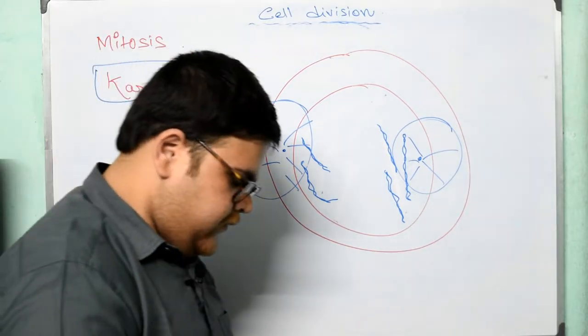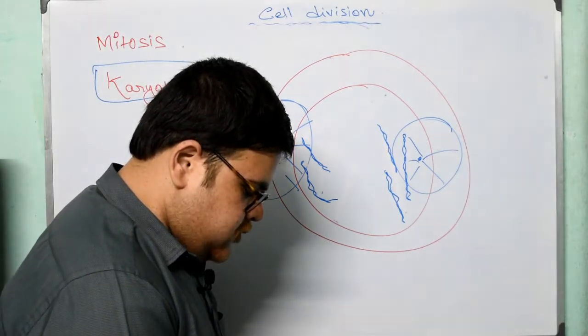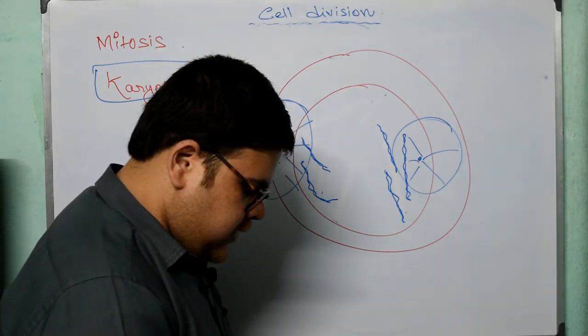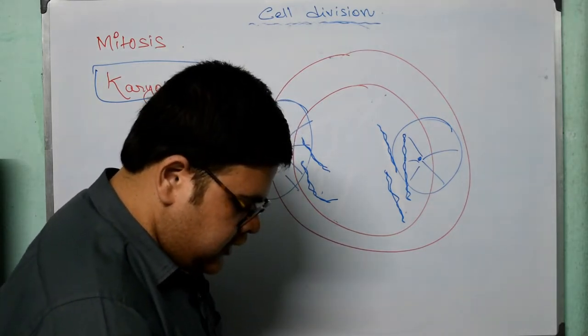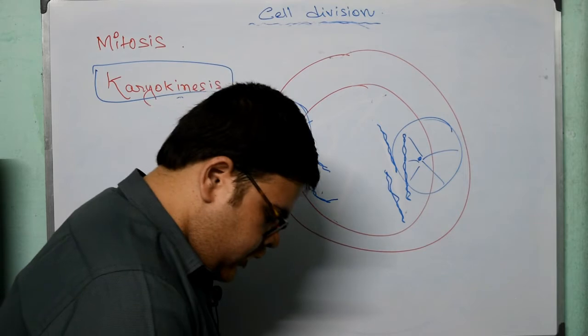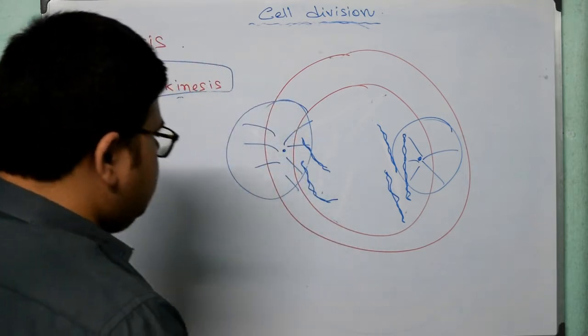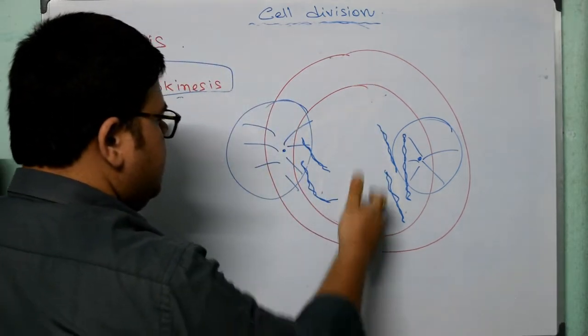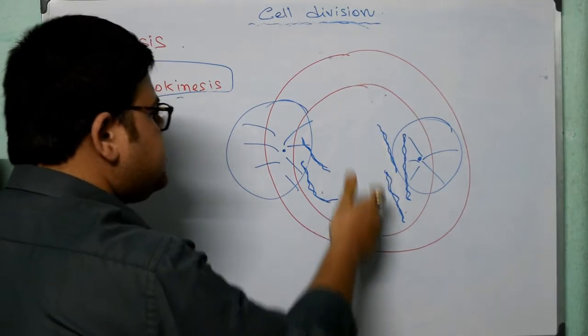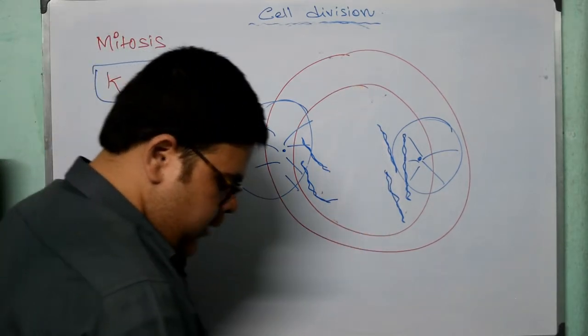After that we go to metaphase. Each chromosome gets attached to the spindle by its centromere. Chromosomes line up in one plane at the equator. Here they are lined up in the mid plane. Okay.